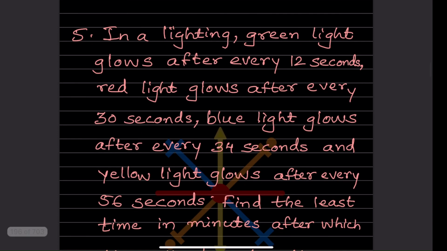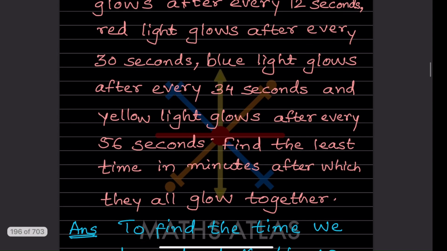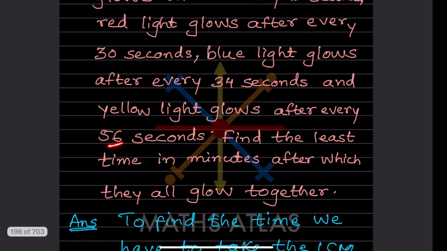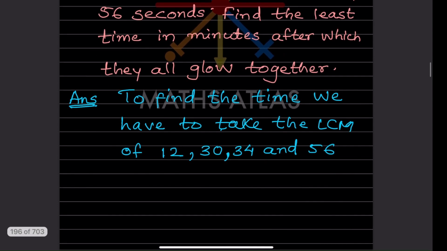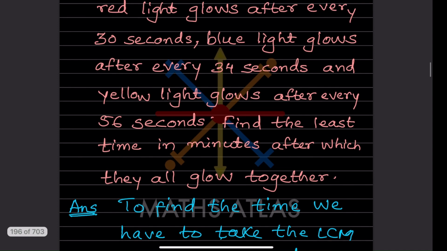In a lighting arrangement, the green light glows after every 12 seconds. The red light glows after every 30 seconds, the blue light glows after every 34 seconds, and the yellow light glows after every 50 seconds. Find the least time in minutes after which they all glow together. So again, to find the time, we have to take the LCM of these four numbers.